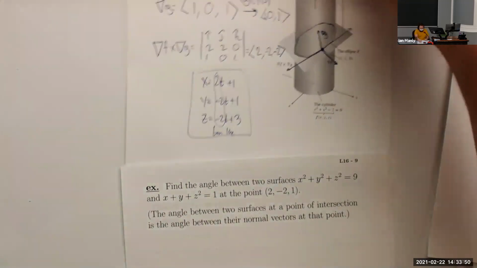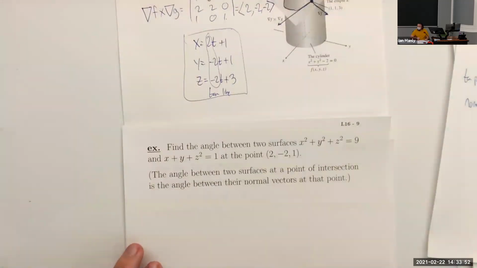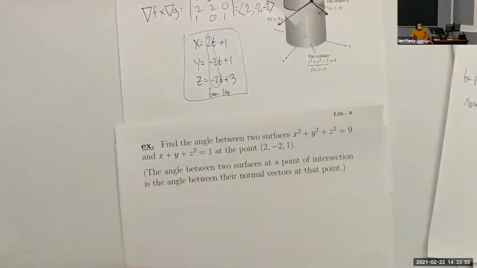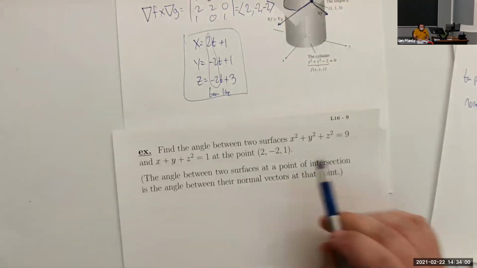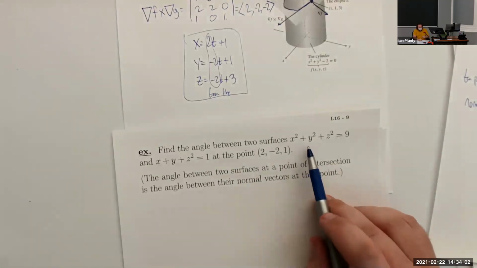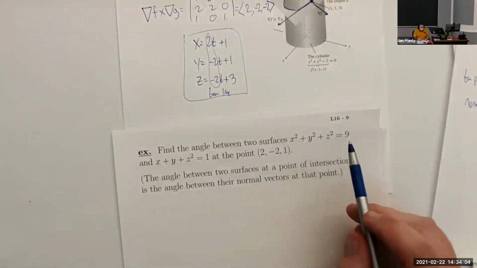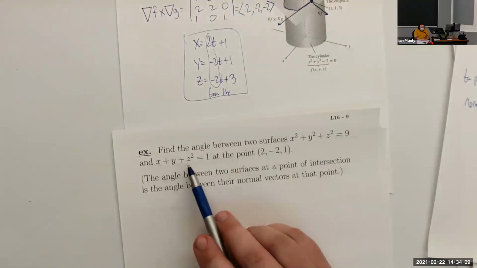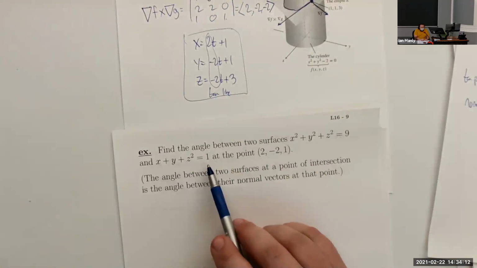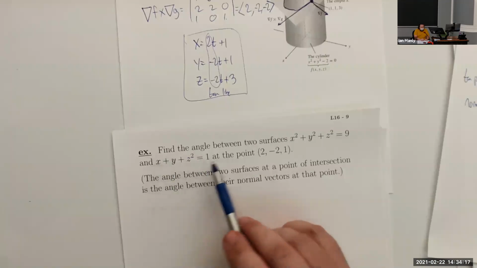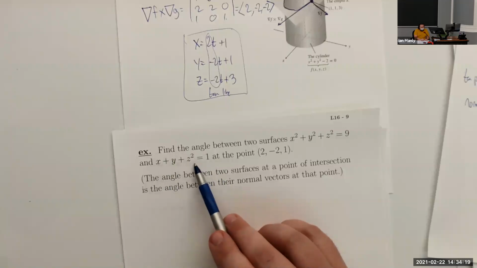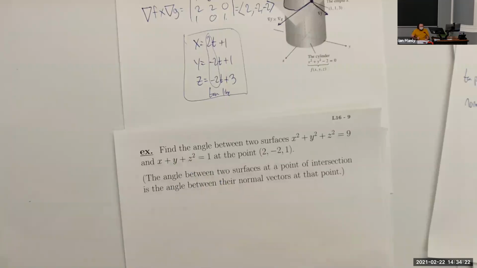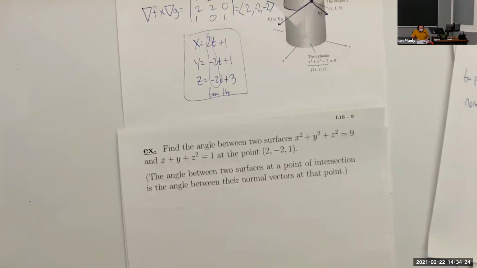All right. So let's see here. Now what we're going to do is we're going to find the angle between two surfaces. So on the one hand, we have this sphere, x squared plus y squared plus z squared is 9. So it's a sphere of radius 3. And then we have (x plus y plus z) squared is going to be 1 right here. I don't think this one has a nice name or anything. Does it? I don't think so. But yeah, we're just going to look at the angle between these.